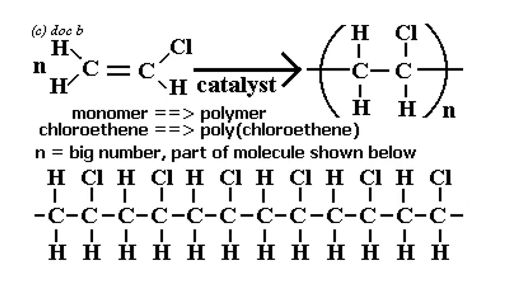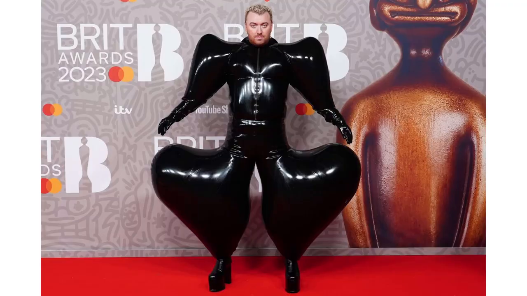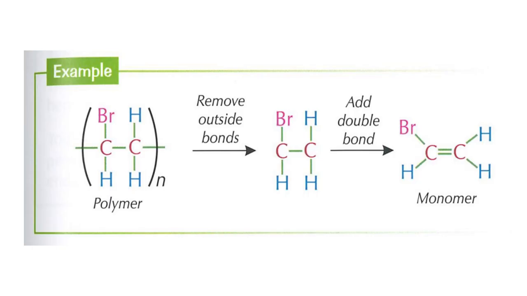Here's another picture of the exact same thing. n is a big number. And again, it can make ridiculous clothing. Okay, so here you also need to be able to work backwards. They can give you the polymer and they'll ask you to draw the monomer itself, okay? So drawing the monomer is going back to adding the double bond and then turning everything diagonally instead. So you have to be able to work forwards and backwards.